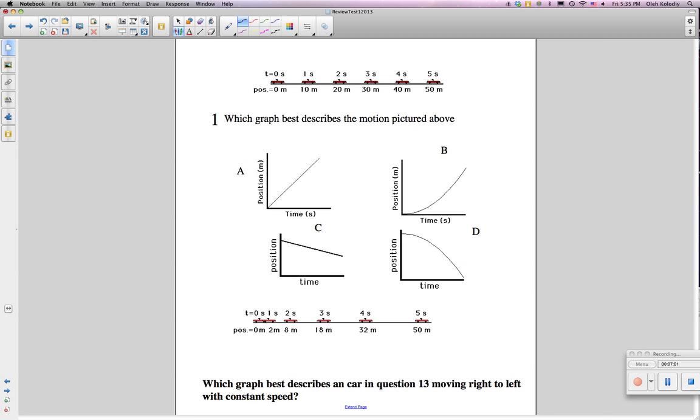So, looking at the motion of this car here, which graph best describes the motion pictured above? Well, obviously this car is moving at constant speed, which means the graph that best describes it will be the first graph, A. In this case, we see the speed is increasing, and it turns out to be increasing at a constant rate, and so the graph that describes the position will be graph B.